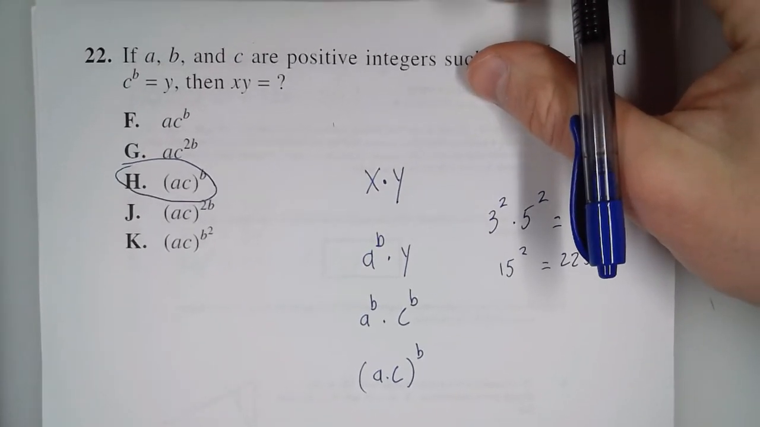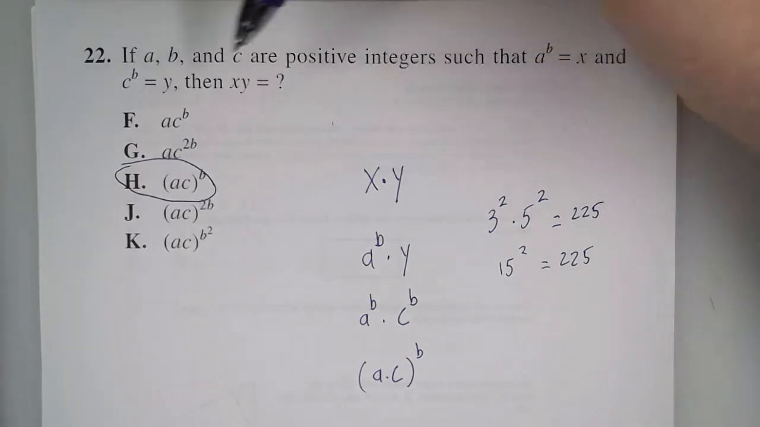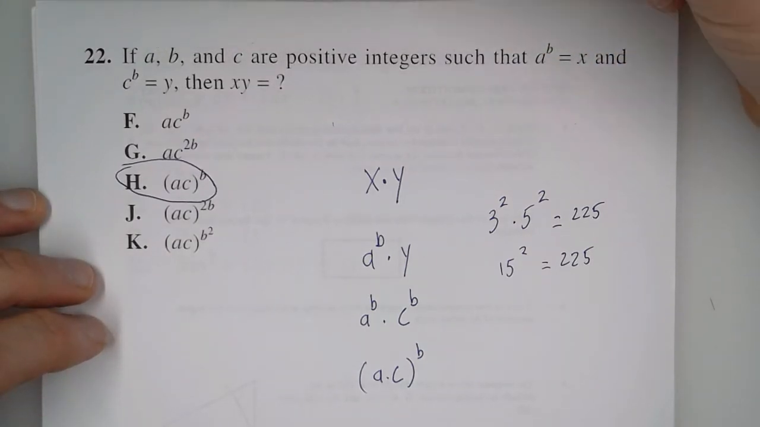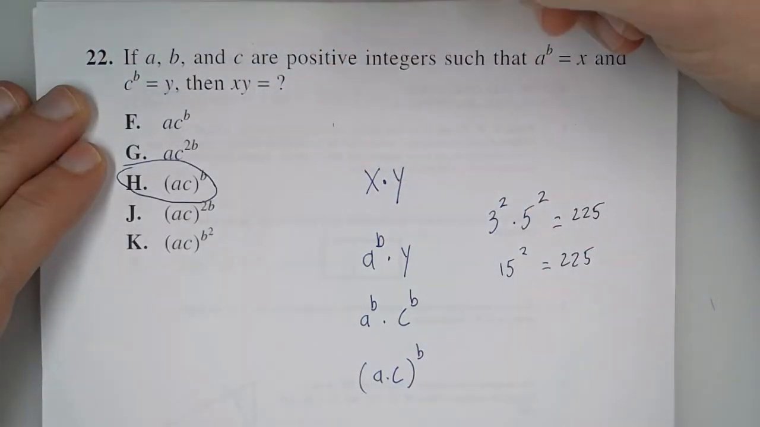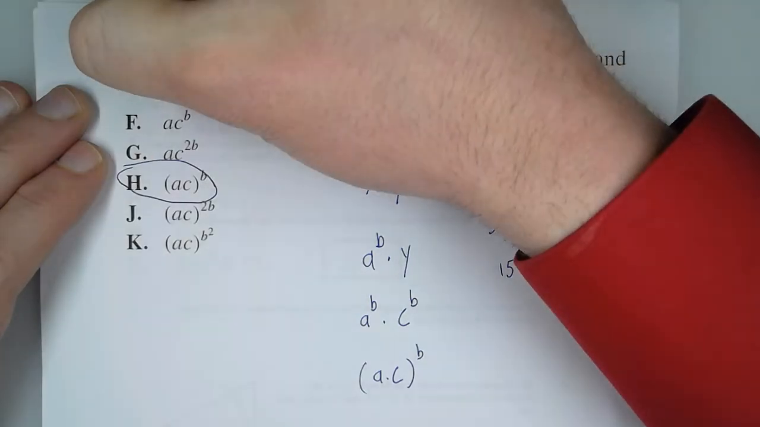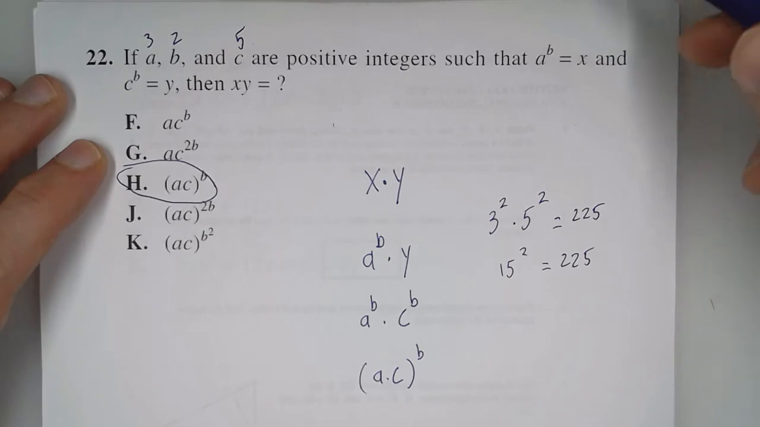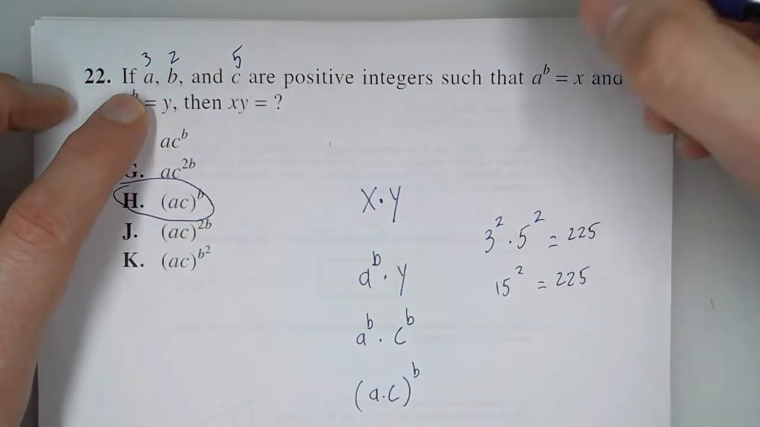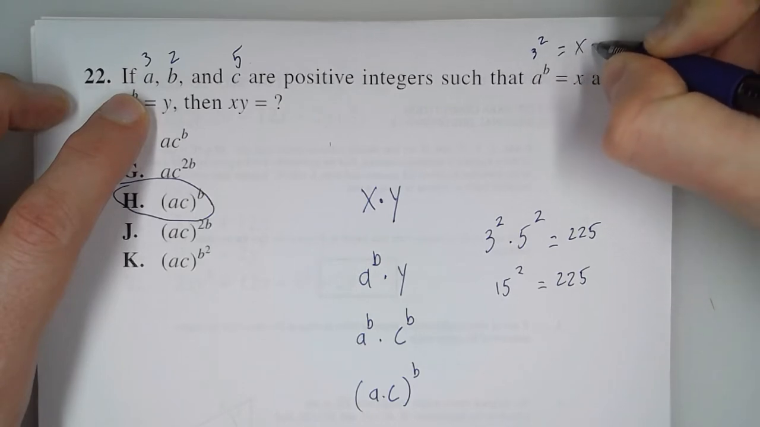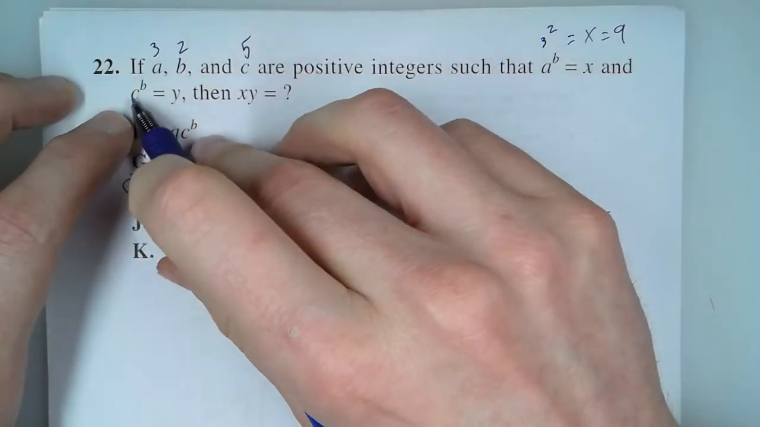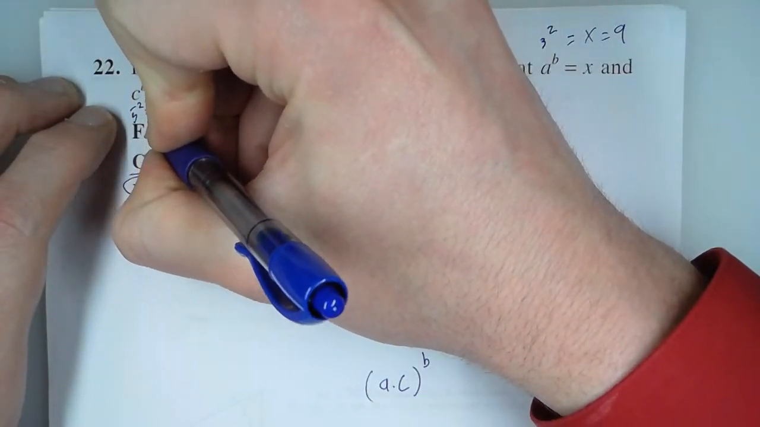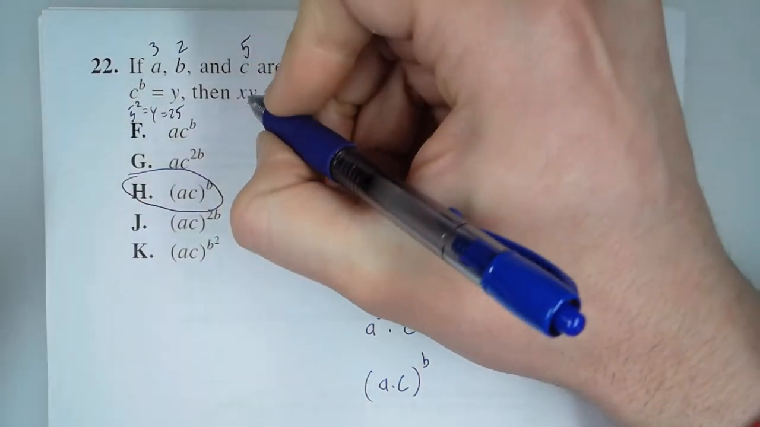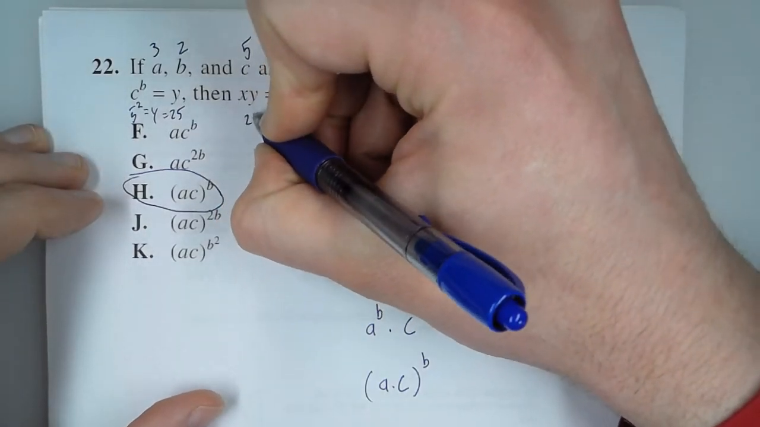Now, one thing you can do with a problem like this, and I kind of did it a little bit here, is when they give you nothing but letters, anywhere you can, fill in numbers. And it says a, b, and c are positive integers. So what I did was I did 3 squared and 5 squared. So a is 3, b is 2, c is 5. Let's fill in numbers here. A to the b power, that's 3 squared, which is x, the same thing as 9. Over here, c to the b, that's 5 squared, is y, which is the same thing as 25. And x times y, 9 times 25, is 225.